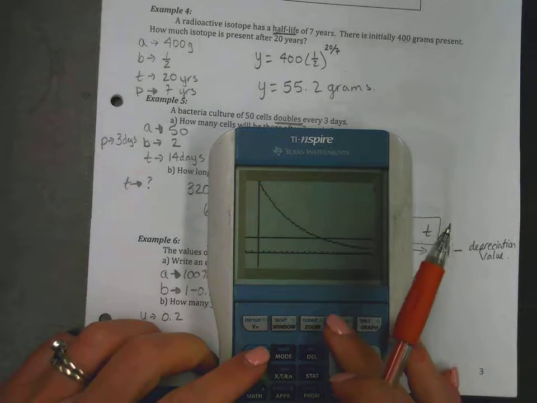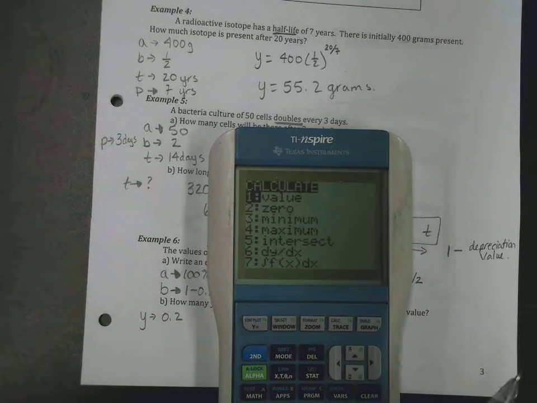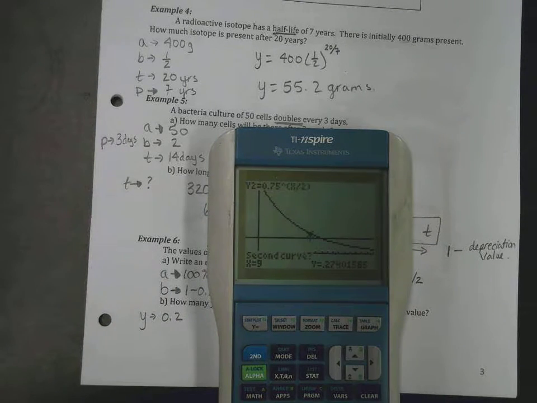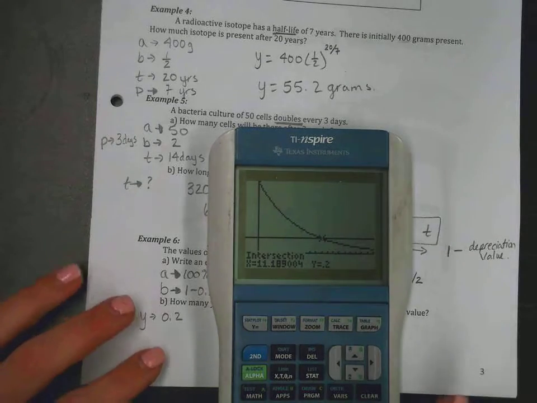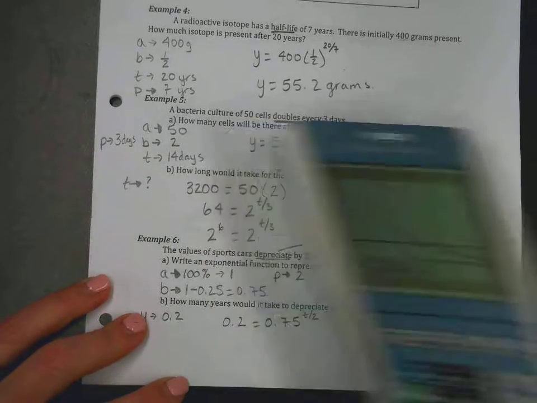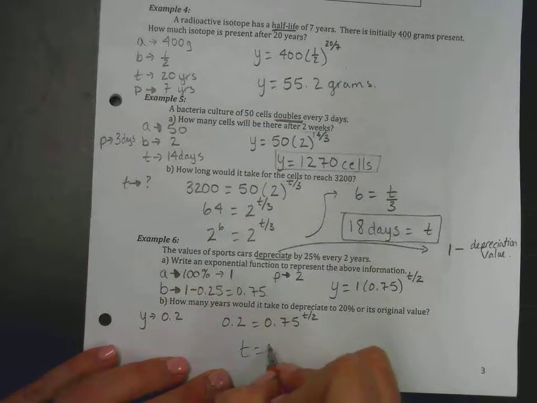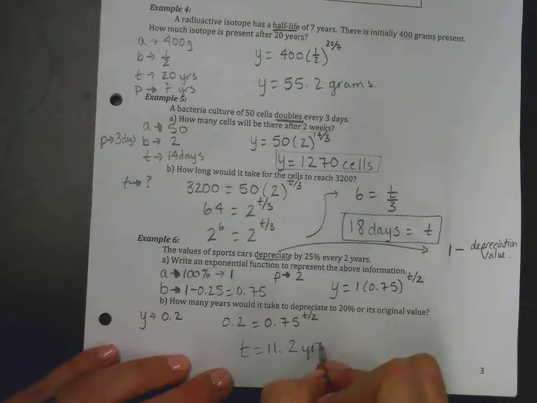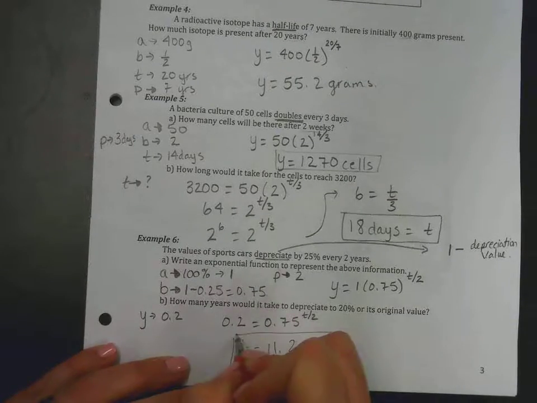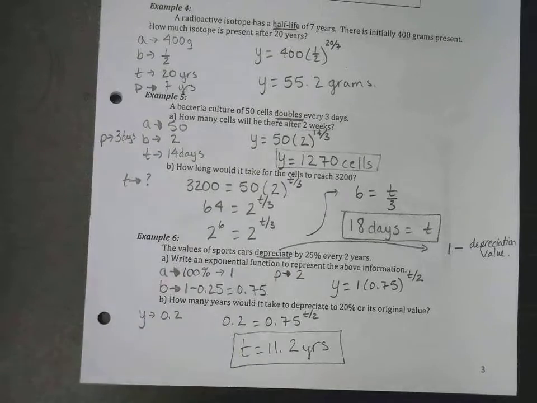We are looking for this point of intersection: second trace, number 5 for intersect, enter, enter, enter, and we end up with 11.2 years. Let's round to the nearest tenth. So how long will it take to depreciate to 20% of its original value? 11.2 years. Okay, all right, so that's exponential equations.